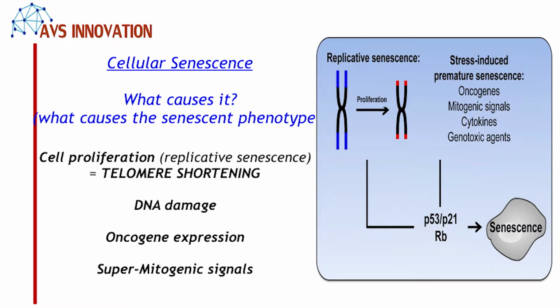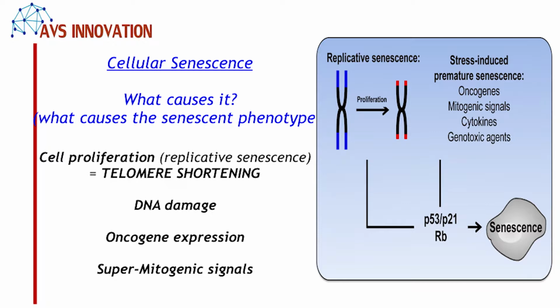Okay, so the next one: what causes this? You can see the main factors contributing to the aging process: DNA damage, oncogene expression, and super mitogenic signals. That means when your cells divide very fast, it's called super mitogenic. And this morning Dr. Lee mentioned telomere shortening, which might relate to the aging process.